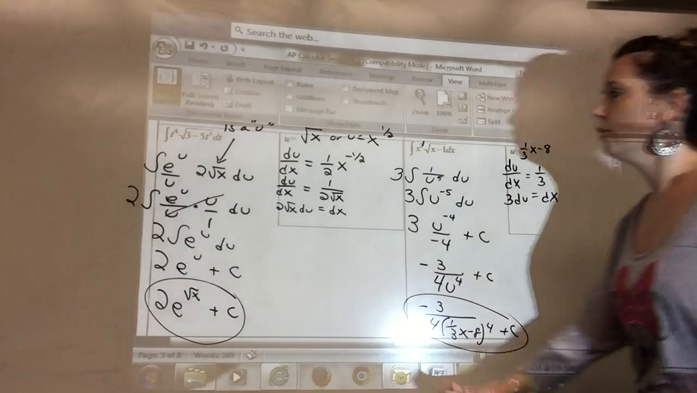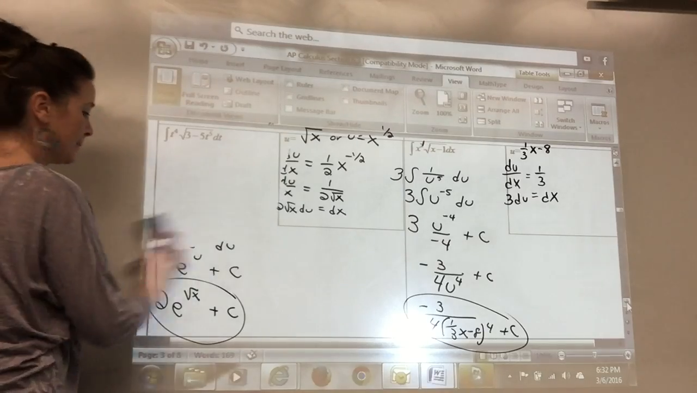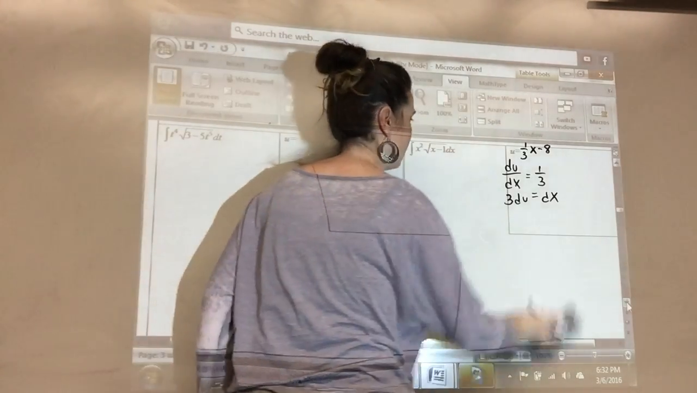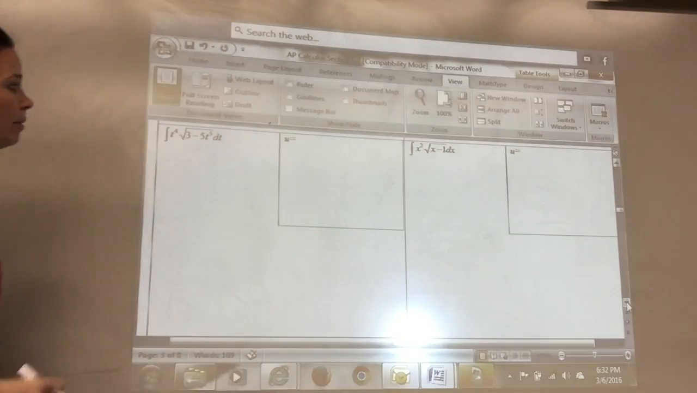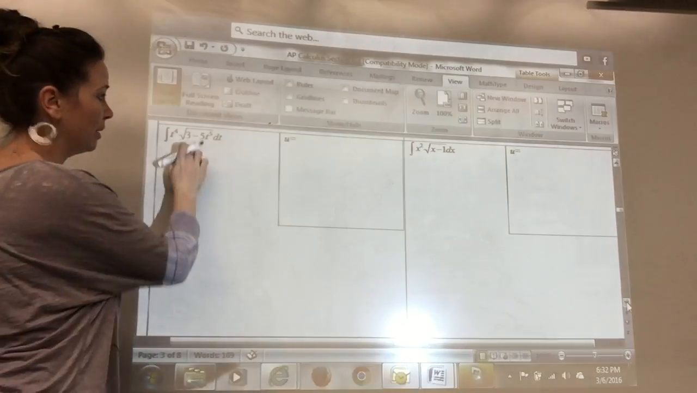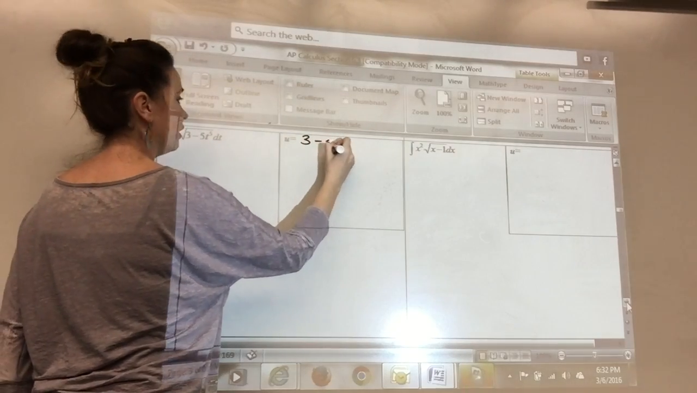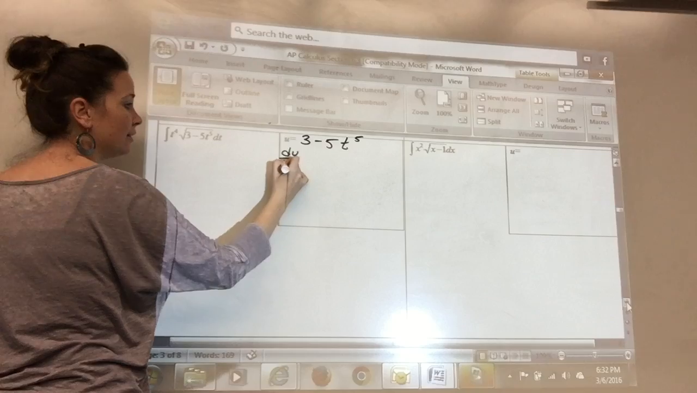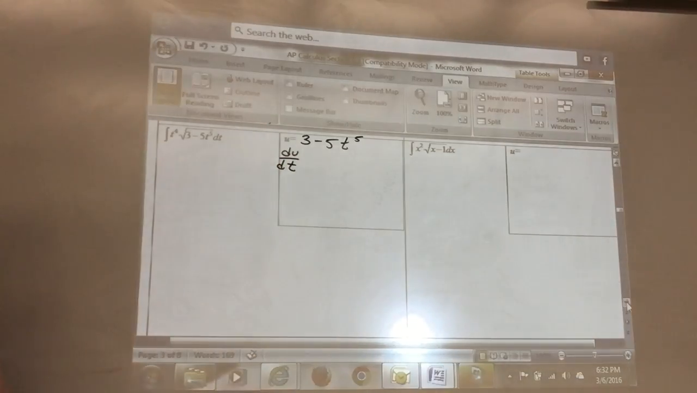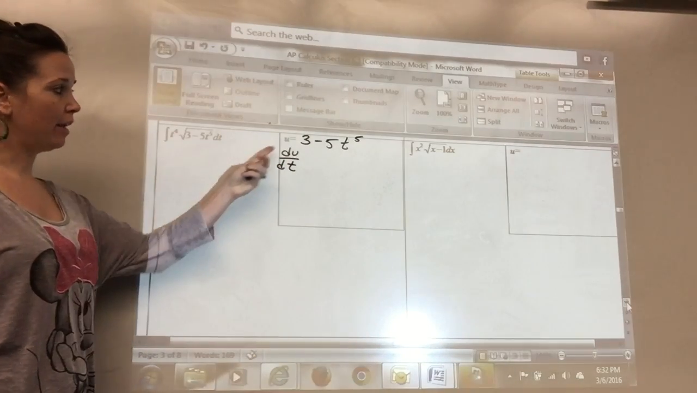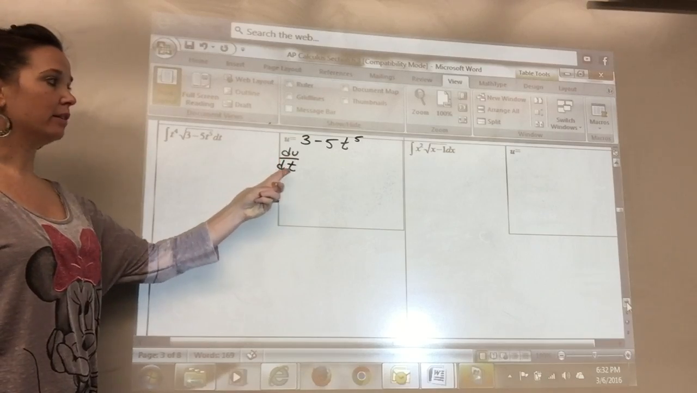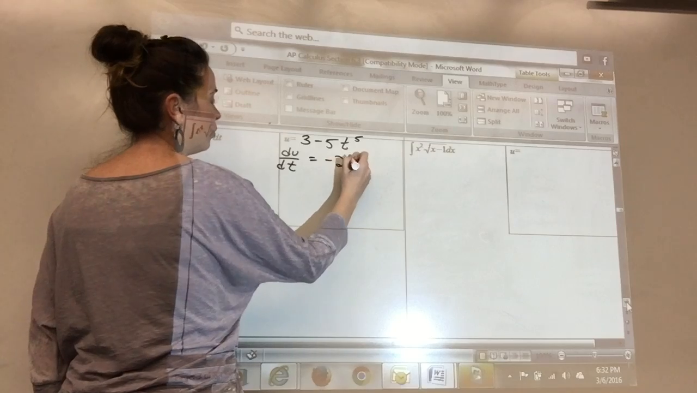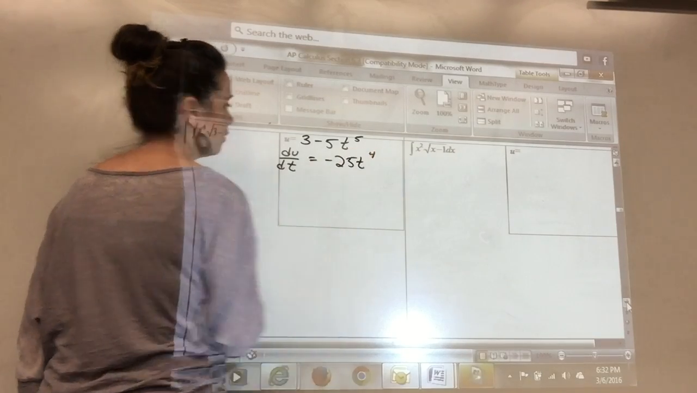Okay, pick your u. I'm going to pick 3 minus 5t to the 5th. Does that make sense? Hopefully you're starting to get better at your choices here. Take the derivative, du dt. Okay, so let's check that one out. Since they picked a new letter for me, I'm taking the derivative of u with respect to t. That's where that notation comes from. Okay, the derivative is going to be negative 25t to the 4th, right?